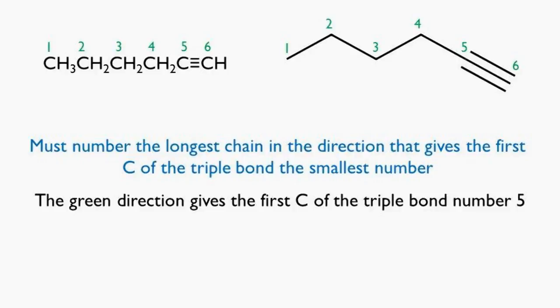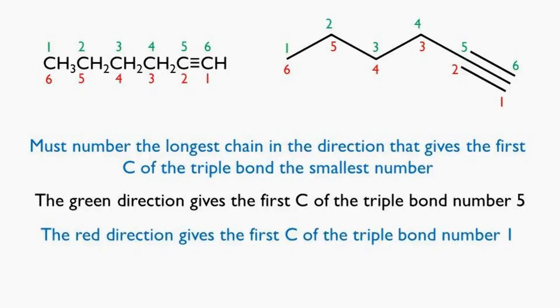The green direction gives the first carbon of the triple bond number 5. The red direction gives the first carbon of the triple bond number 1. Therefore, the proper way of numbering is along the red direction.